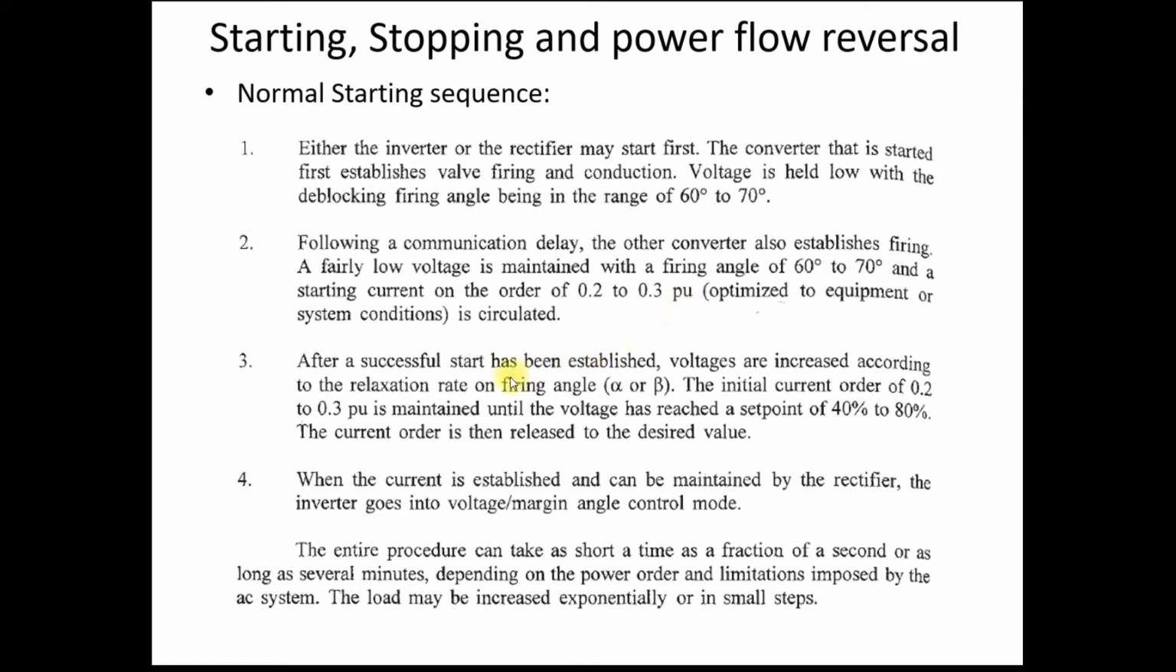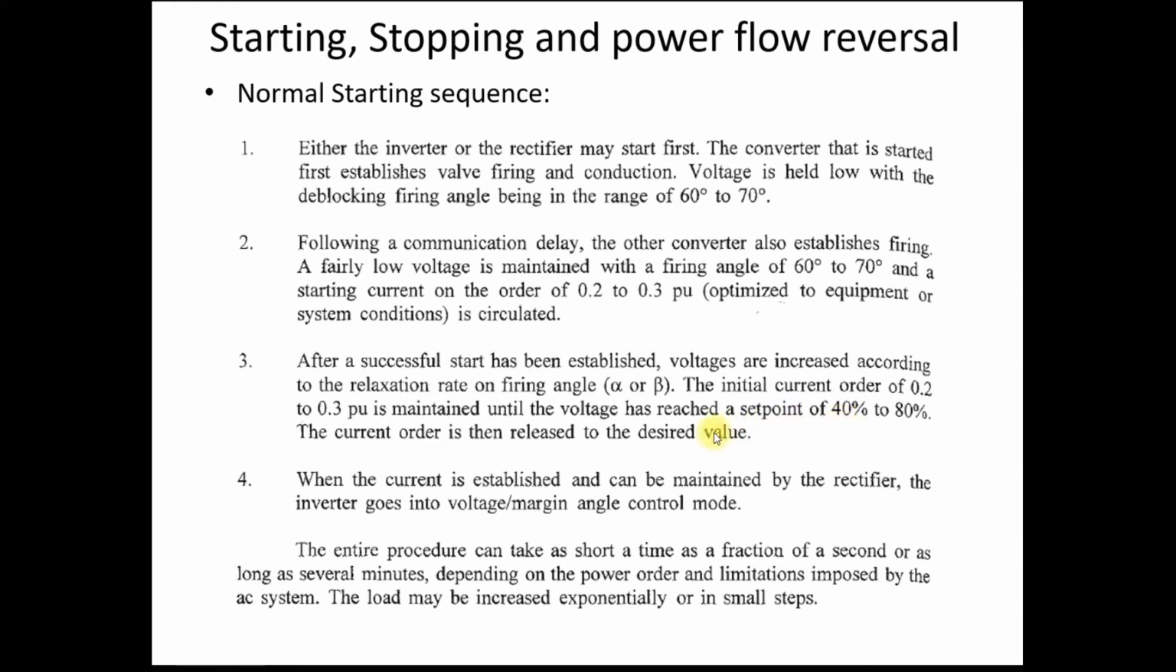Third point: after the successful start has been established, the voltage is increased according to the relaxation rate. So how do we increase the voltage? As we know, by decreasing the firing angle alpha or beta, we can increase the voltage. So the voltage is increased according to the relaxation rate on the firing angle. Relaxation rate means decreasing the firing angle, and the initial current order of 0.2 to 0.3 is maintained until the voltage has reached the set point of 40 to 80% of the rated value.